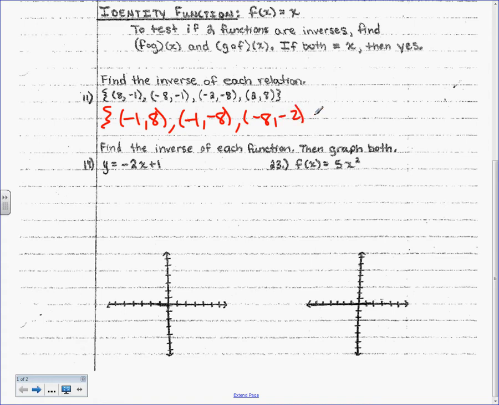-8, -2. You're just inverting x and y. Last one: 8, 2. Anybody confused? Okay, great. All right, 17: Find the inverse of each function, then graph both.